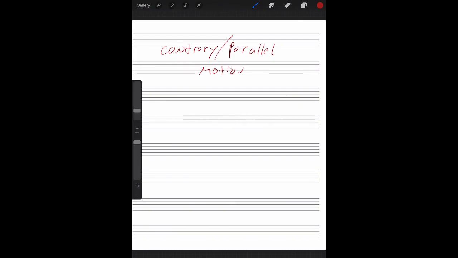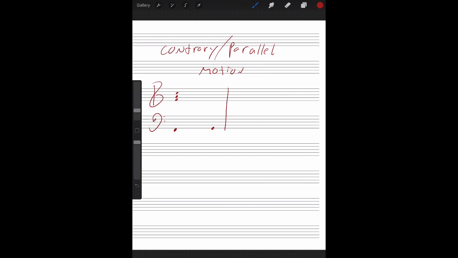Welcome into lesson 46. Today we are talking about contrary and parallel motion in voice leading. When successive chords do not have a common tone, such as an F major triad moving to a G major triad, traditional voice leading technique dictates that chord voices should move in the opposite direction as the bass. This movement is known as contrary motion.